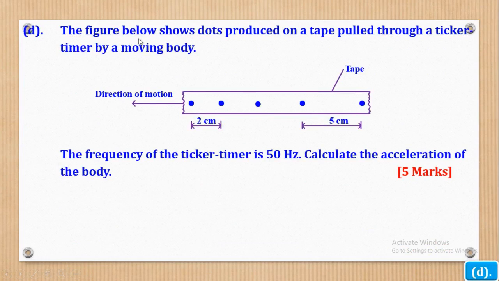Part D says the figure below shows dots produced on a tape pulled through a ticker timer by a moving body. So this is it. Initially, the distance in between the two dots was 2 centimeters, and also after some time, the distance between the two dots was 5 centimeters, and the direction of motion is there. The frequency of the ticker timer is 50 Hz. Calculate the acceleration of the body.